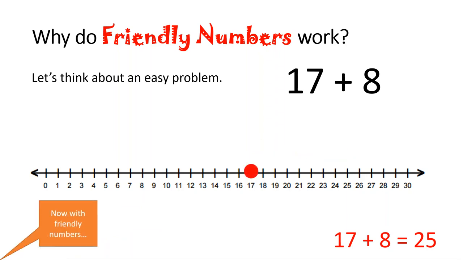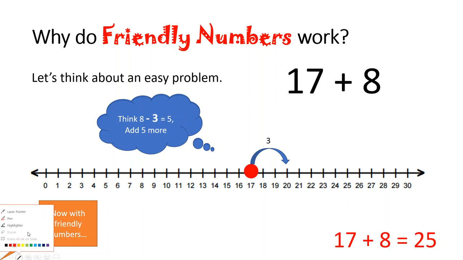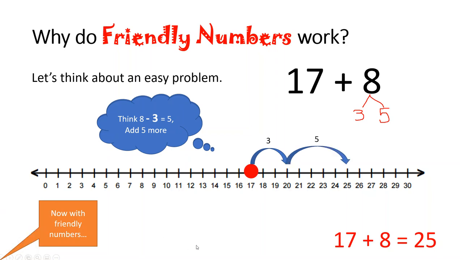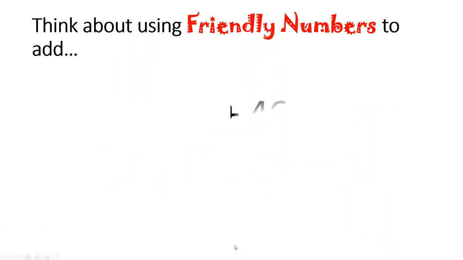But if you did it with friendly numbers, you would add up in chunks. So you would add 3 to make 20. And you would subtract 3, so sometimes your teachers would have shown you add 3 here, because 17 plus 3 is 20. So we think what is left? 8 minus 3 is 5. So we have to add 5 more, and we would have gotten 25. Notice that we get the 3 hops to make the 20, and then the 5 more.